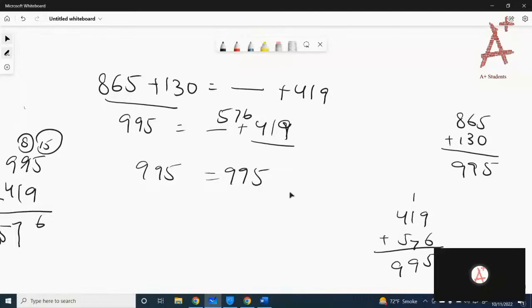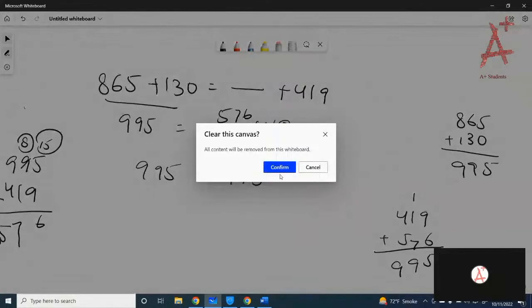The next one is... The correct option is 576.